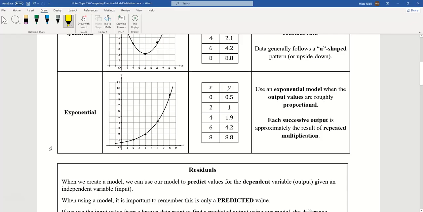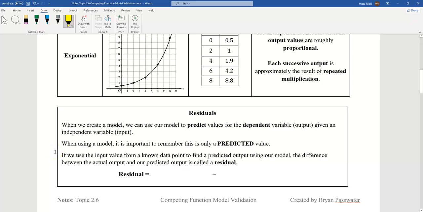And then exponentials are going to be used when output values are roughly proportional. So each successive output is approximately the result of repeated multiplication. There is a number you can multiply by to get the next number in the table, right? And we've looked at finding that pattern quite a few times. We will not see a linear rate of change. We also don't see a linear second difference either. We just start to see the same pattern repeat over and over.